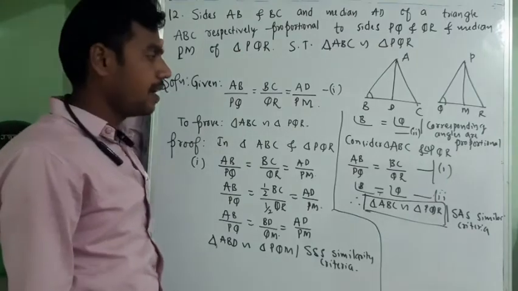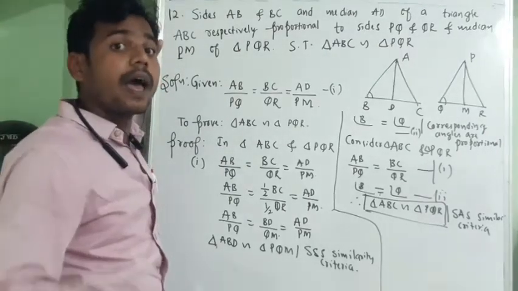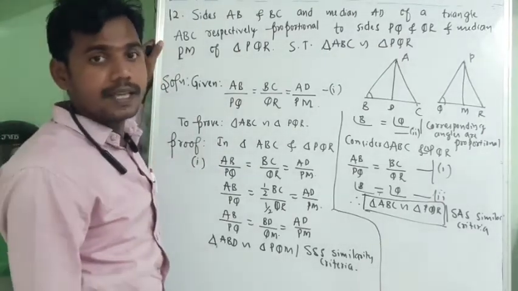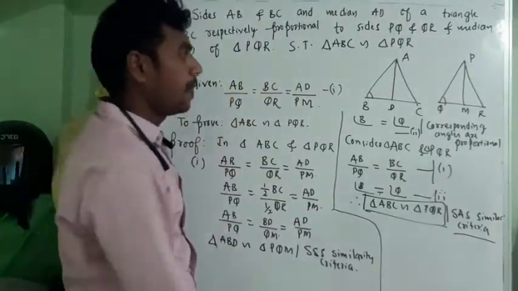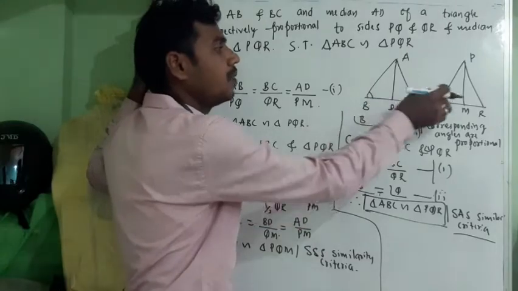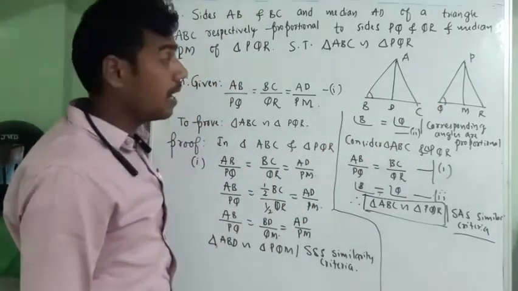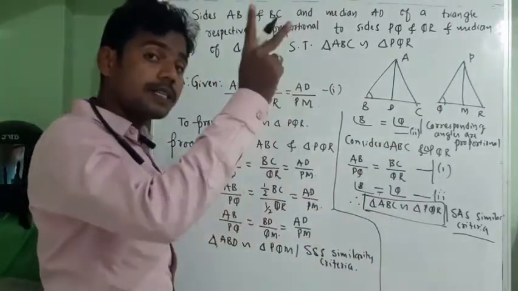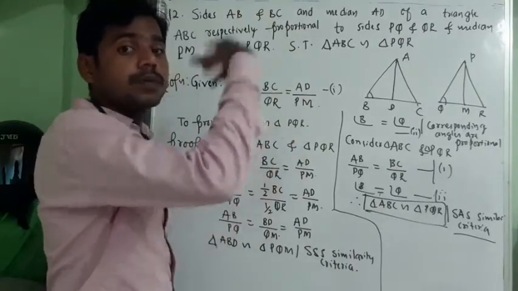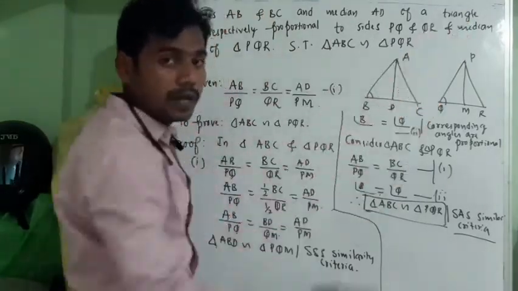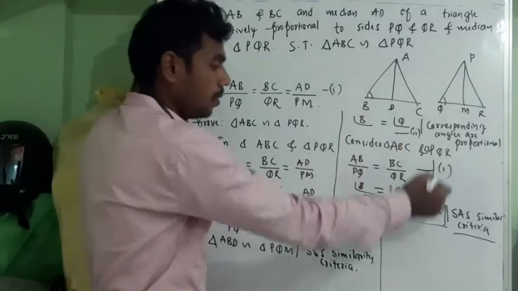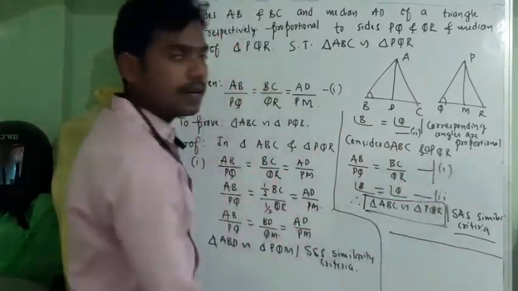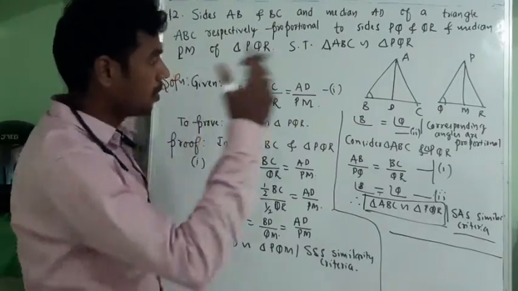So there are different criteria: triple A, triple S, and SAS. So in this we made use of SAS criteria. One angle of this triangle is equal to the corresponding angle of the other triangle, and the included sides of this angle are proportional to the included sides of that corresponding angle of the other triangle. So through that criteria, these two triangles are similar. So please note this down.